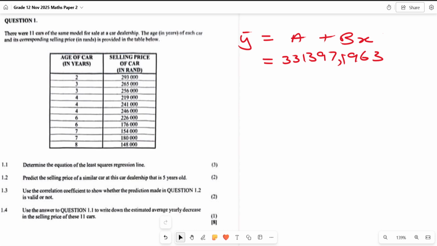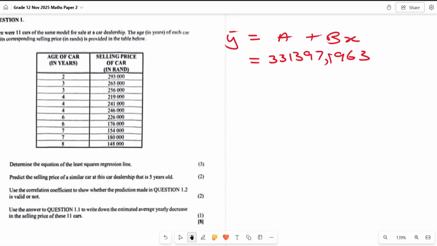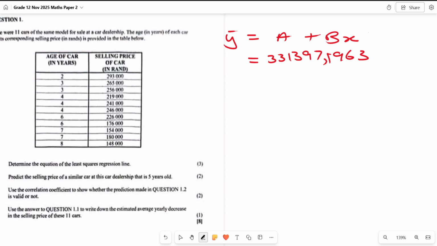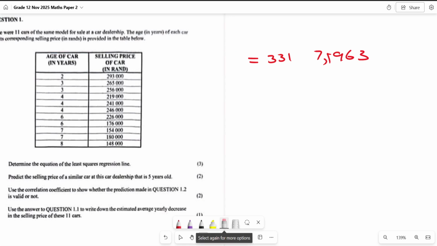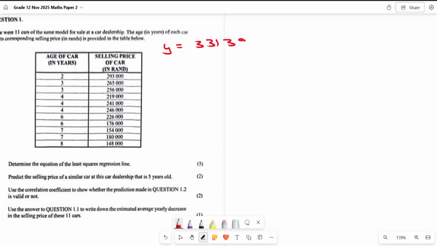Actually, that is not the entire answer. Let me rewrite the entire number there. Here's our equation, ladies and gentlemen. Y is equal to, our A is 331,397.196.